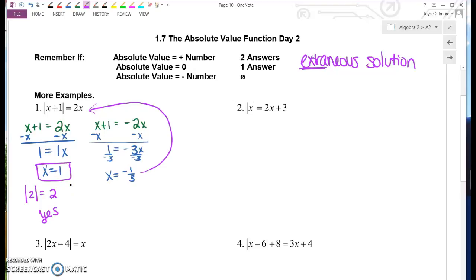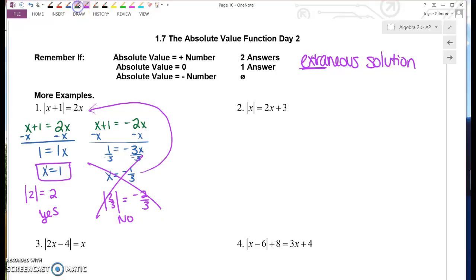Now let's try negative 1/3, and you're totally fine using calculators for this. So negative 1/3 plus 1 is 2/3. So we'd have the absolute value of 2/3. 2 times negative 1/3 is negative 2/3. Does the absolute value of a positive number equal a negative number? No. That's an extraneous solution. So because that doesn't work, negative 1/3 appears to be a solution because we solved the problem correctly, but it doesn't actually work in the original problem.